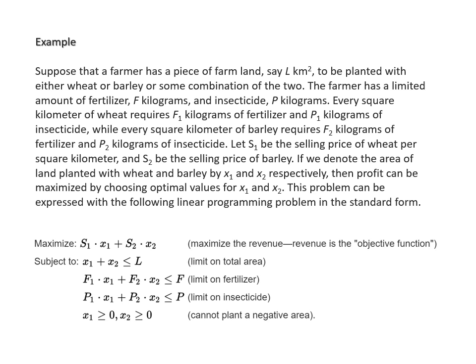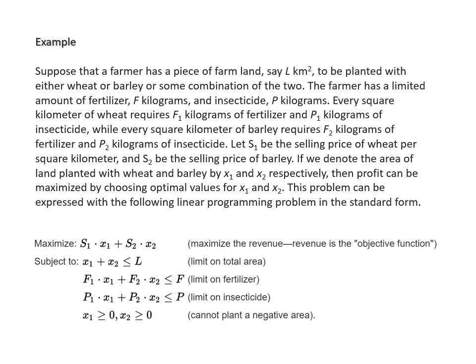But we have a lot of constraints here. The first one is we have a limited amount of land, right? We know that the total area of the land that we can plant is L, which means that the sum of X1 and X2 has to be less than or equal to L.